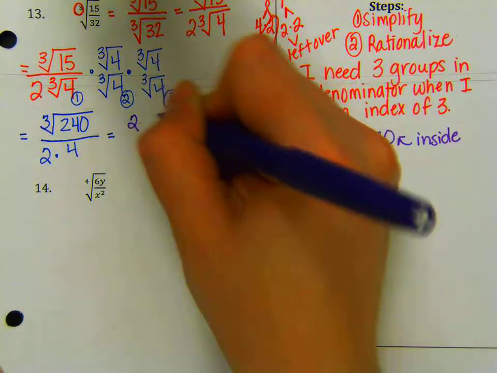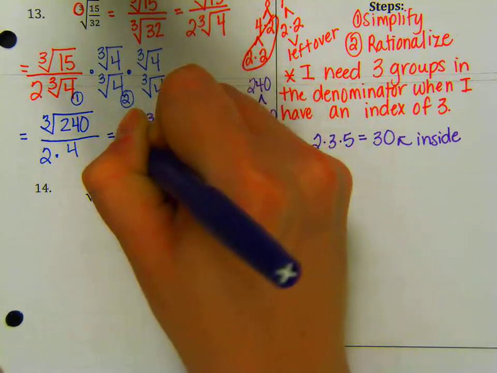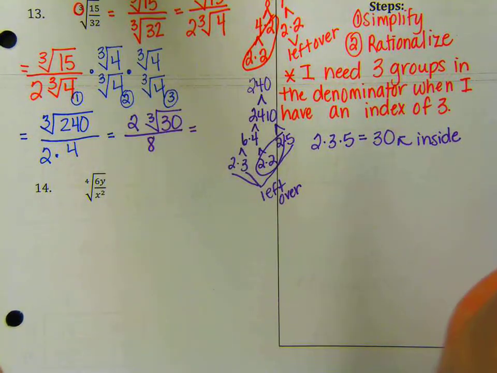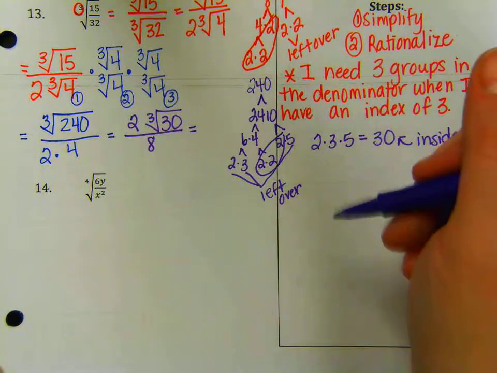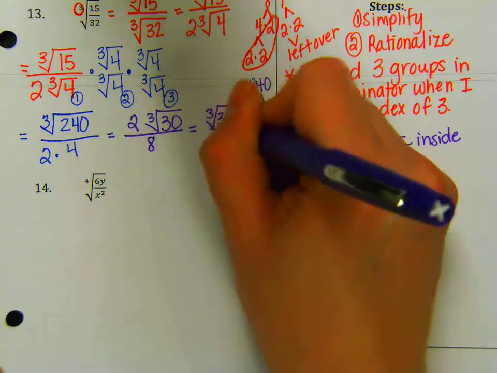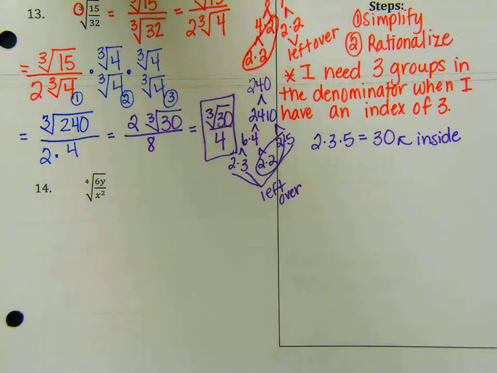So I have 2 cubed root of 30 all over 2 times 4, which is 8. Then we just reduce the fraction. So 2 over 8 is 1/4, so it's the cubed root of 30 over 4. And that's your final answer. The rationalizing part really isn't the hard part. It's usually having to simplify it after the fact.